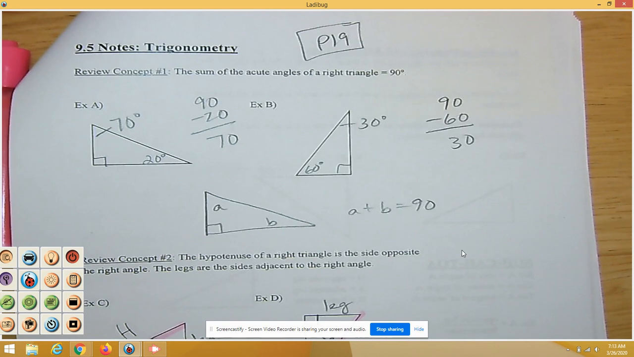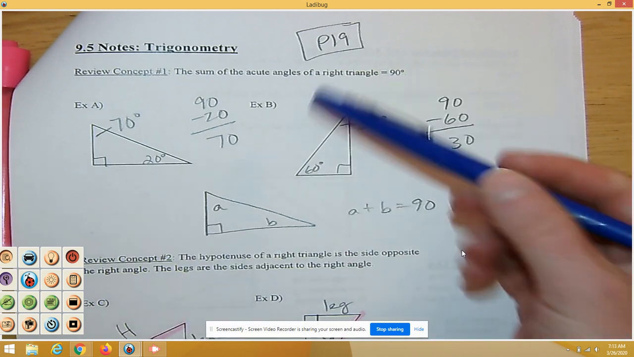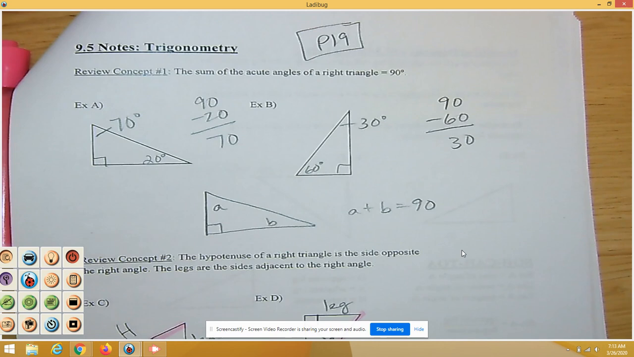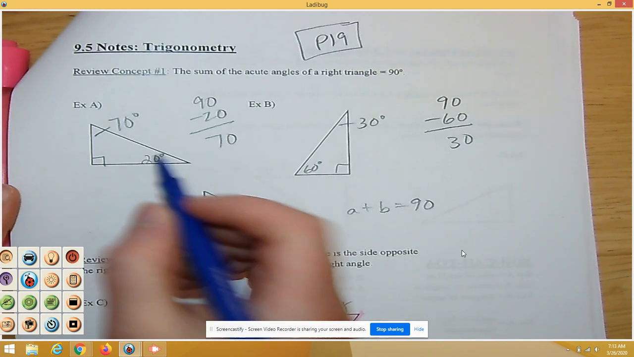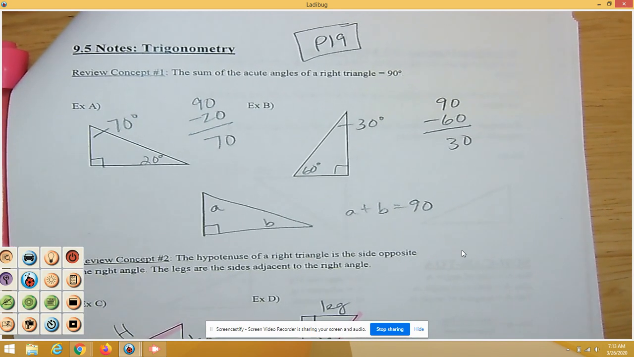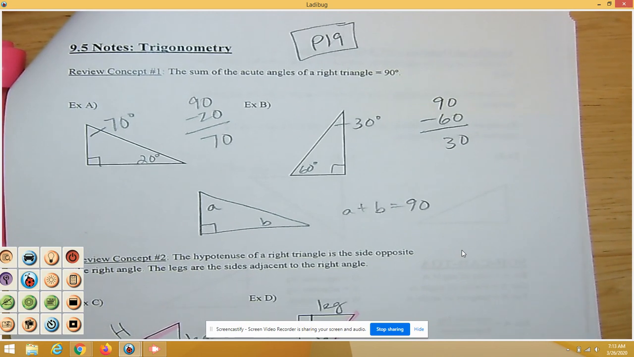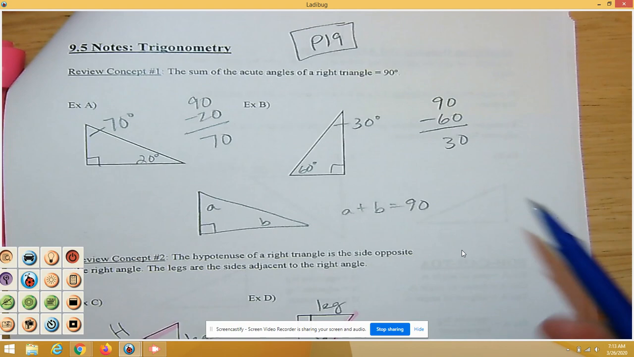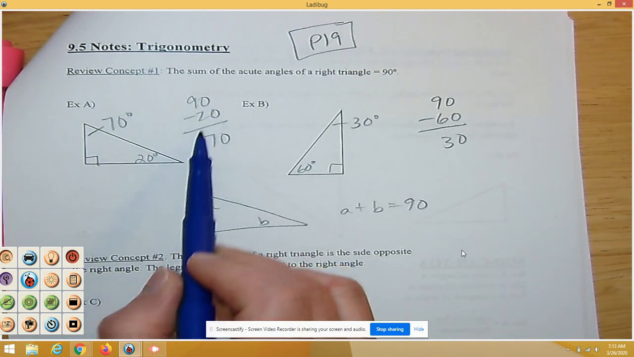This is a review of what we did on page 19 before our quarantine. So just a quick reminder, these are review concepts. If you have a right triangle, the sum of the two acute angles is 90. So if you are missing an angle, you just do 90 minus the angle that you have to get the missing angle. So here we did 90 minus 20 to get the 70.